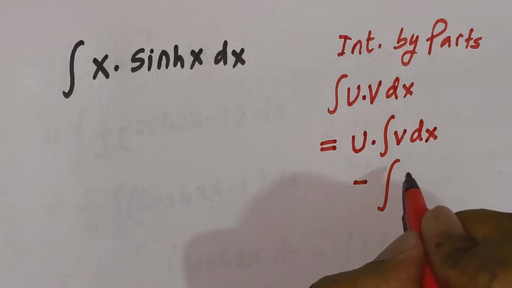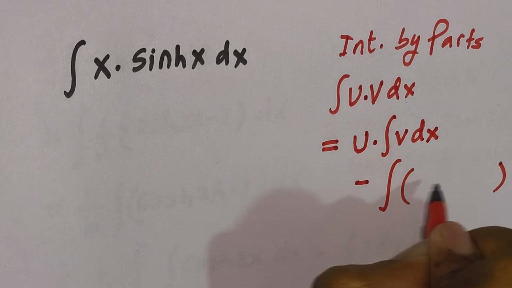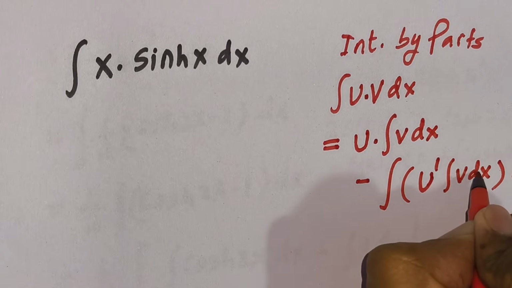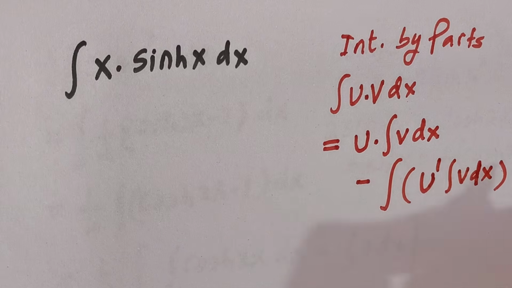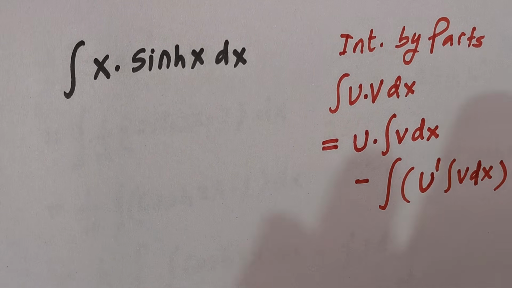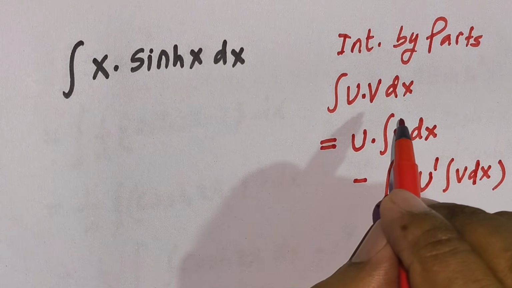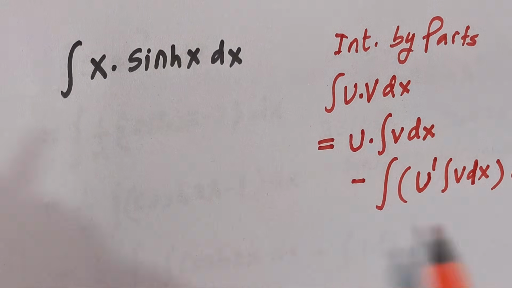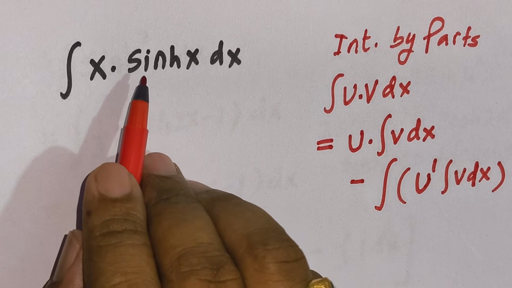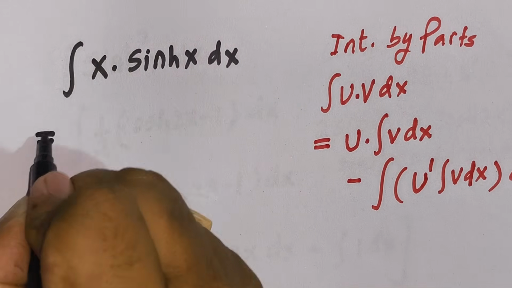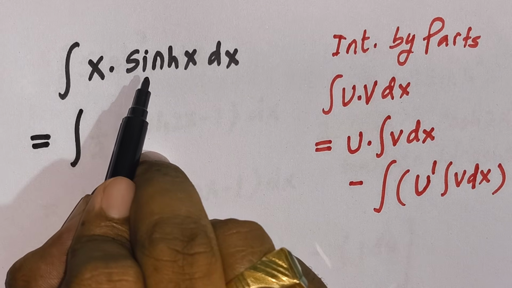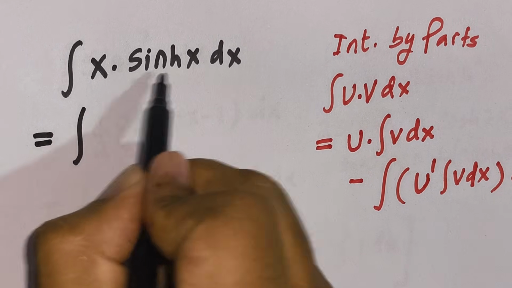subtract that by, in brackets, one big integration where you have u dash, then the integration of v dx. What is u dash? u dash is the derivative of u. So this is integration by parts, but you have to choose which one to take as u and which one to take as v. Most of the time when we have a hyperbolic sine, we will treat that as v and integrate that one. So here our u will be x and v is hyperbolic sine, so this is the integration of v dx.